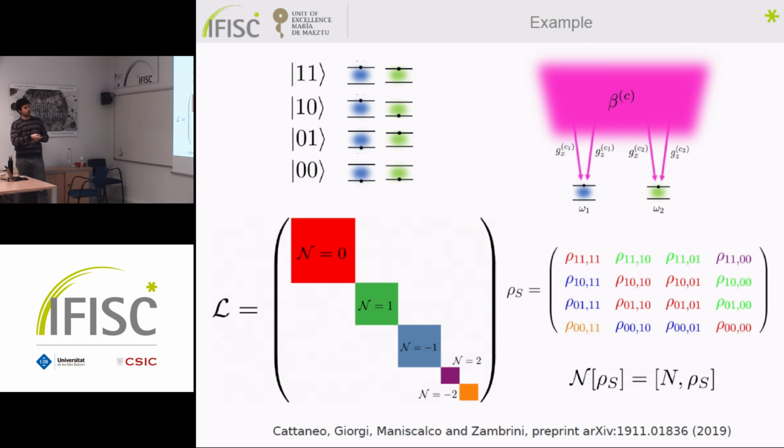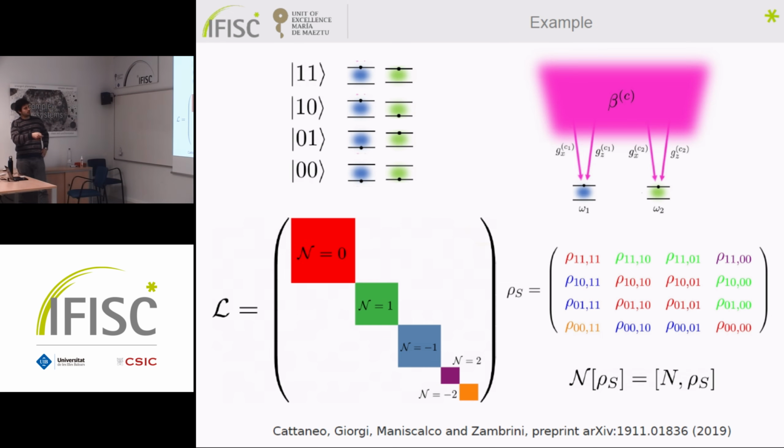So I said here that in the density matrix, you read it as before the comma ket, after the comma bra. So now we can understand how to collect the elements of the density matrix according to the number superoperator. Because you see, in the red, it's the block associated to n equal to 0. And indeed, 1, 1 minus 1, 1, 0. 1, 0 minus 1, 0, 1 minus 1, 0, 0, and so on. The green block is n equal to 1. Indeed, you see 1, 1 minus 1, 0 equal 1, and so on.